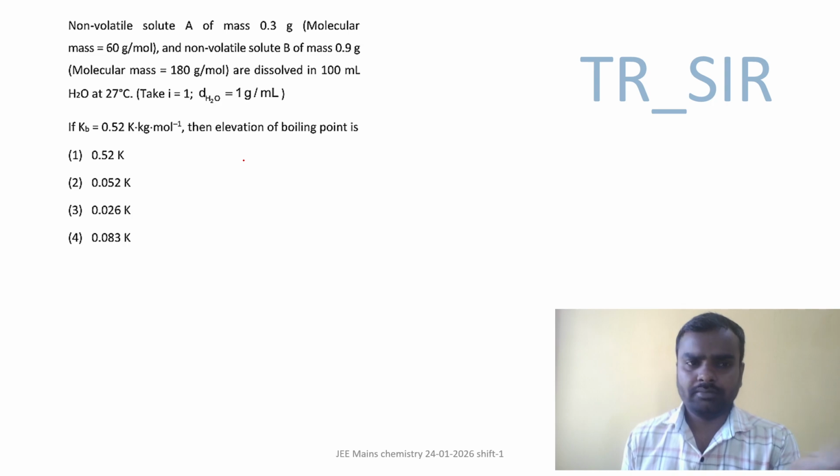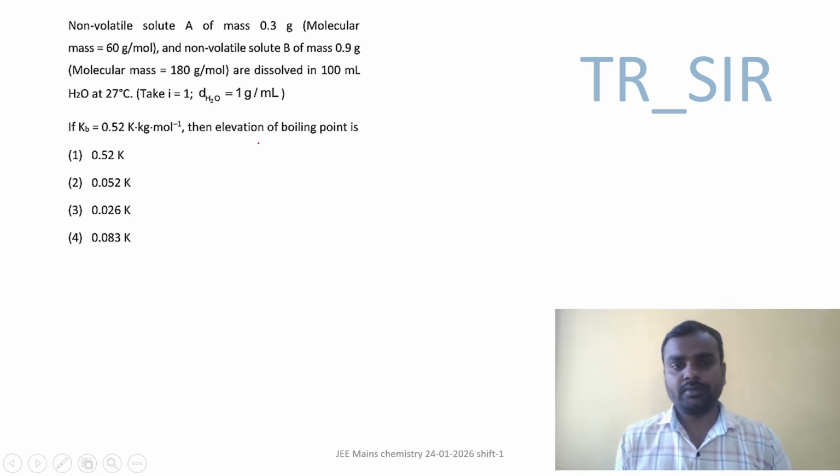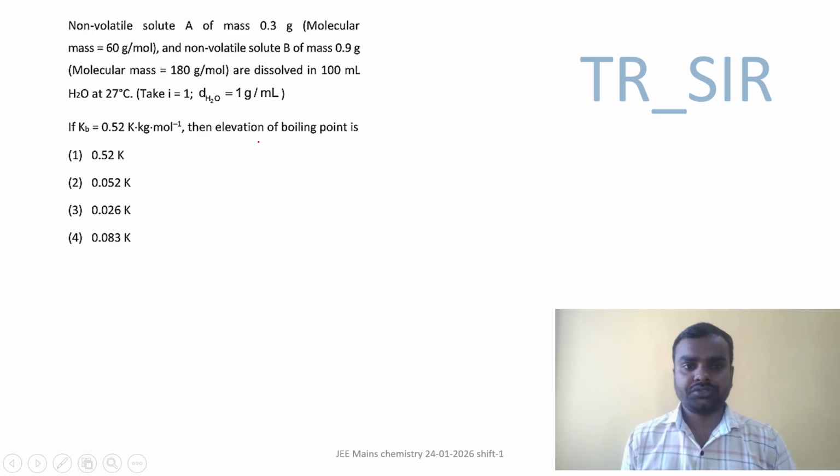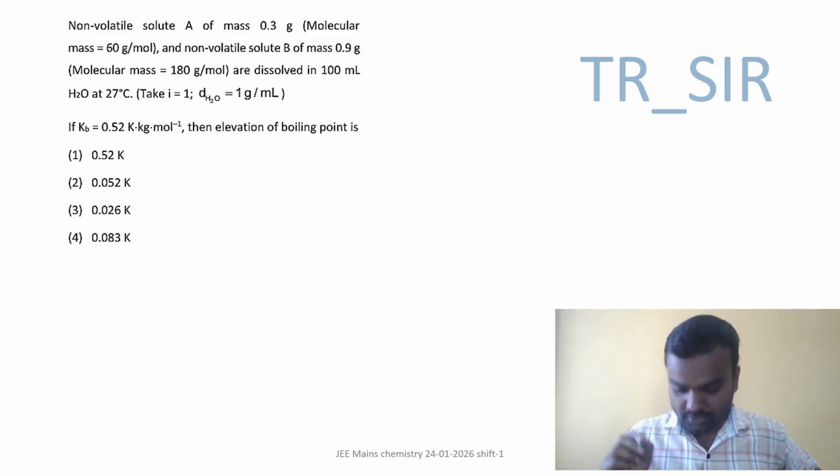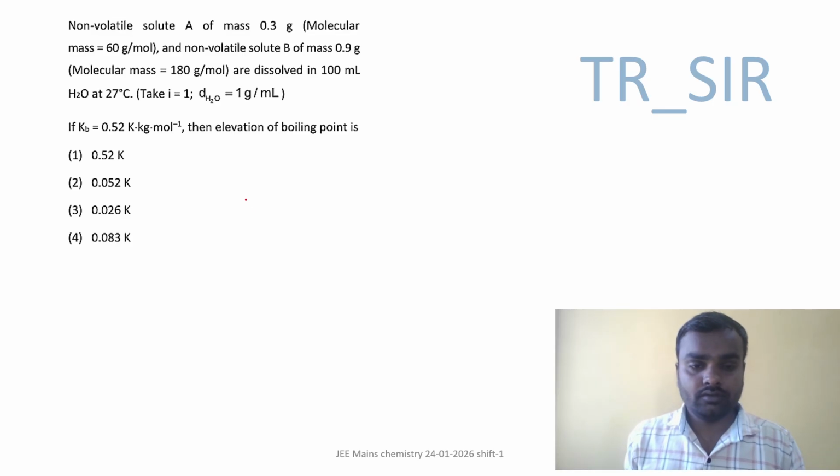Take i equal to 1, because if it is a non-volatile solute, there is neither dissociation nor association, so the i value will be 1. Now it has a density of 1 gram per ml. Kb is given, and they're asking for the elevation in boiling point. So let us see the given data.